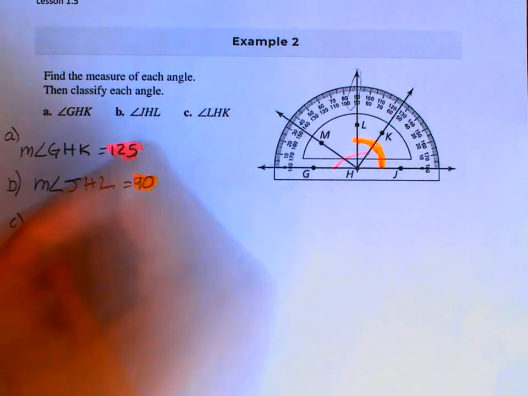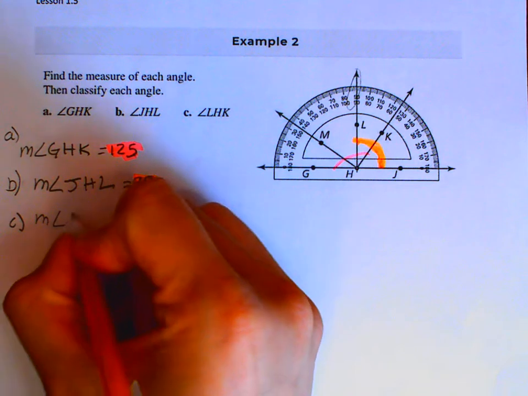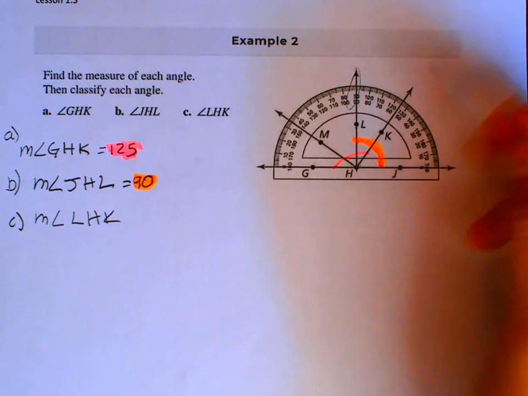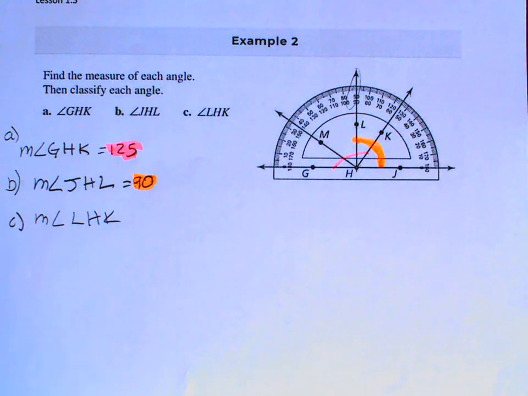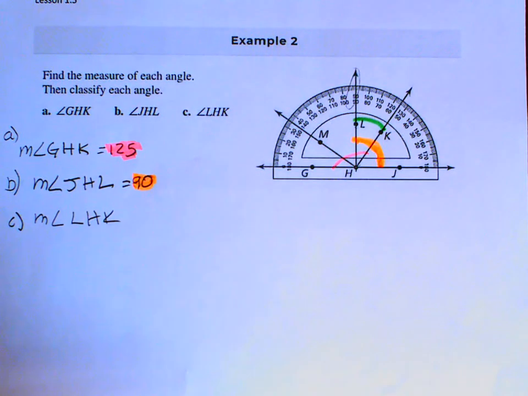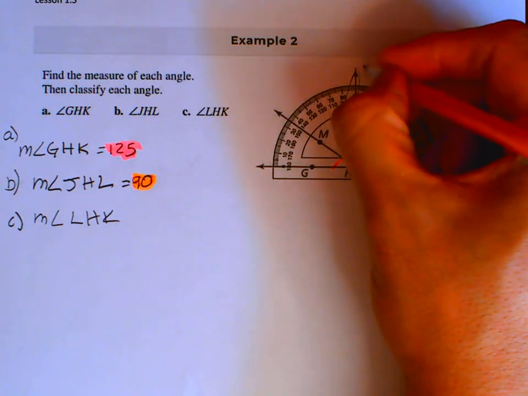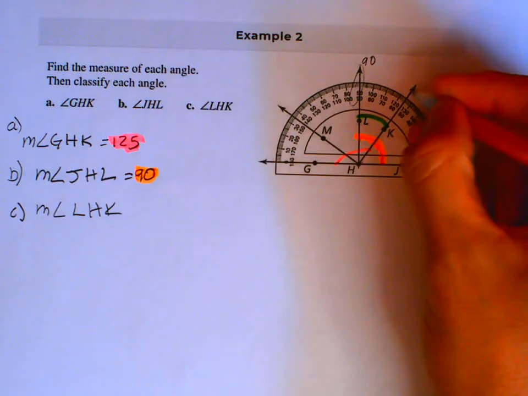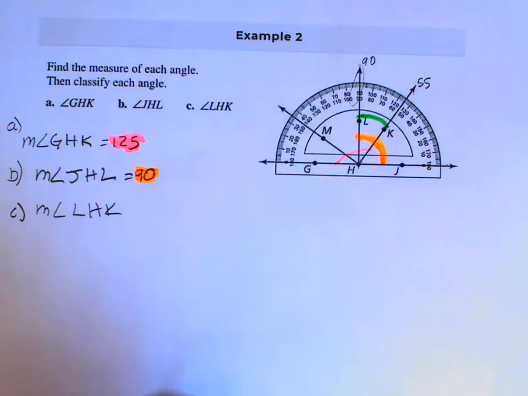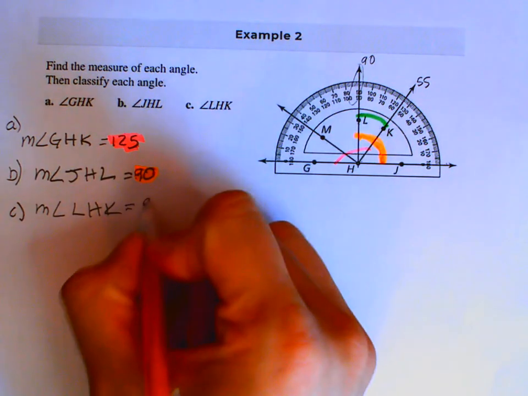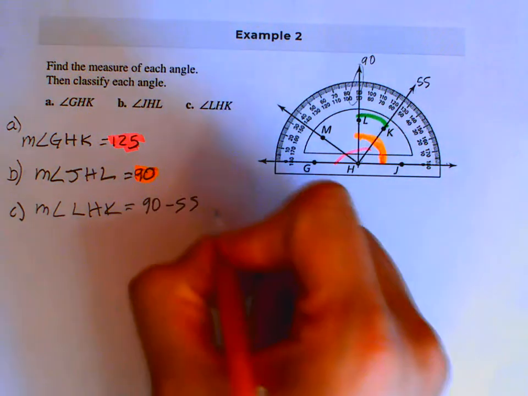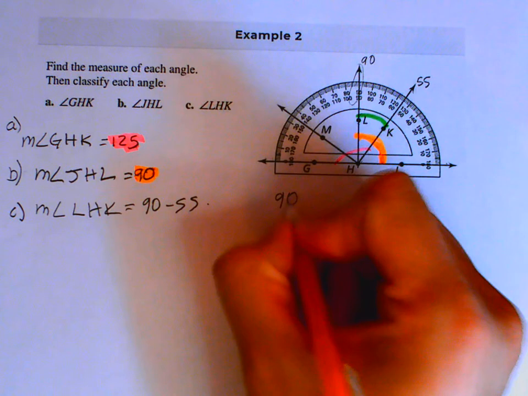And for C, we want the measure of angle LHK. So LHK is that little angle sandwiched in between those two, this one right here. I know that the measurement of JHL is 90 degrees, and the measure from here to here, if I can see that closely, is about 55 degrees. So the difference between those two will give me that angle. That's going to be 90 minus 55. And 90 minus 55 is going to be how much? Subtract it. That's going to be 35.